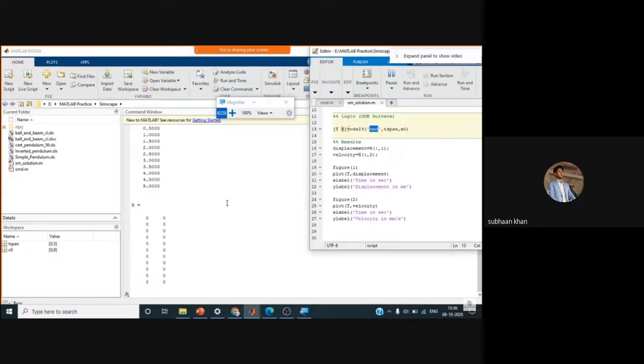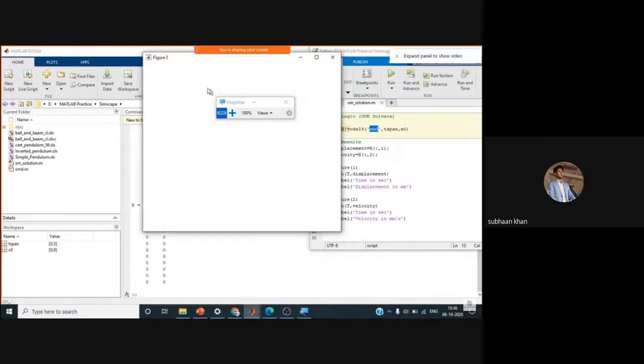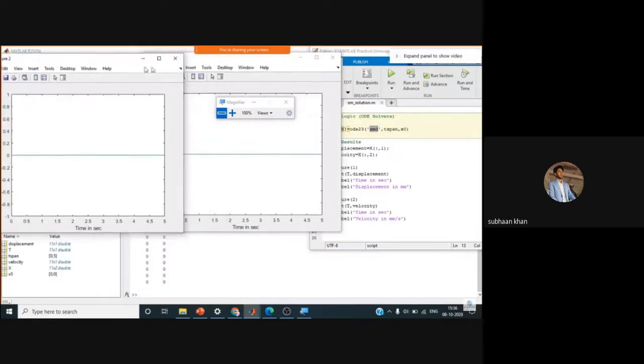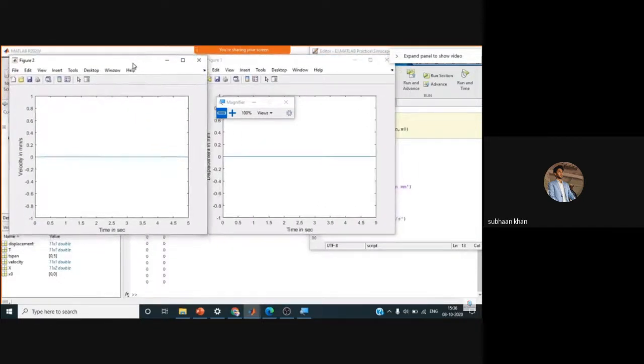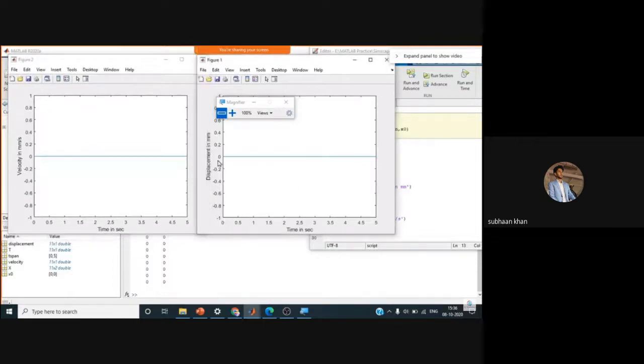So it will show you the output also. What is the output it is going to show me? There are two outputs. One is showing velocity, another is showing displacement. We can just observe that displacement and velocity both are zero.